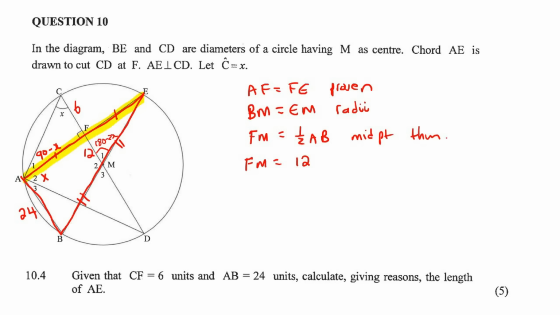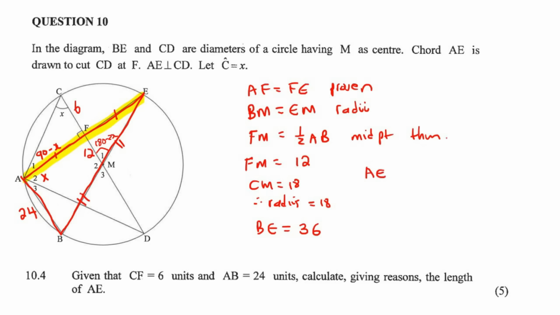So now all of a sudden we can see that the entire radius, which is the CM, that's going to be 18 units. So CM is 18, therefore the radius we can say is 18. So that means if that's the radius, then this length here is the diameter, so that would be double. So we could say that the length of BE is double 18, so that's 36. Now we can use Pythagoras in this triangle over here to calculate the yellow one, which is AE.